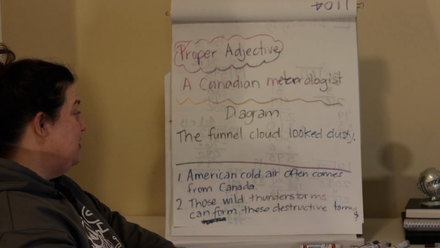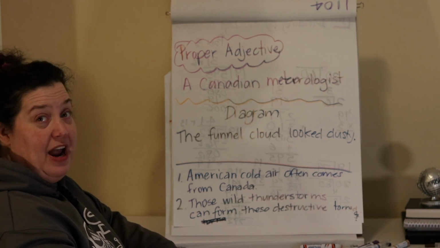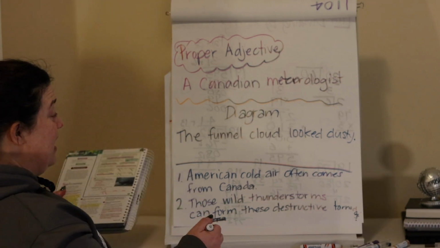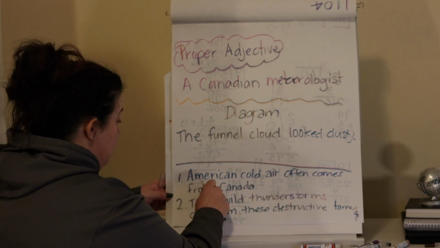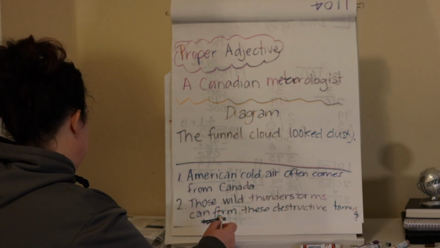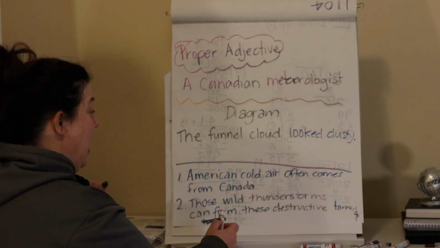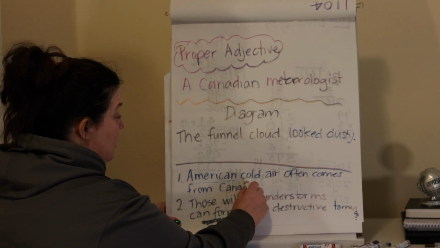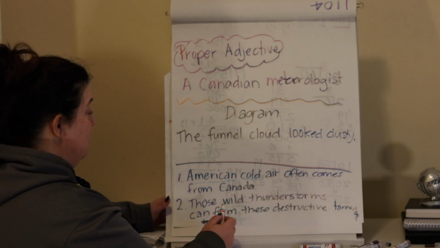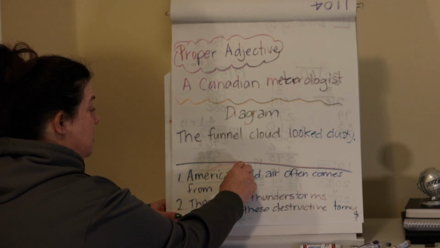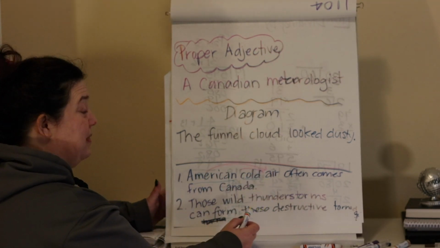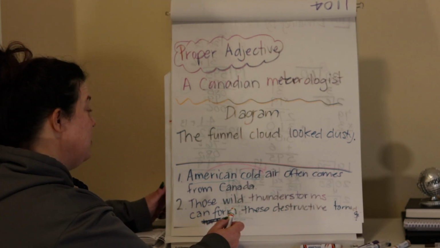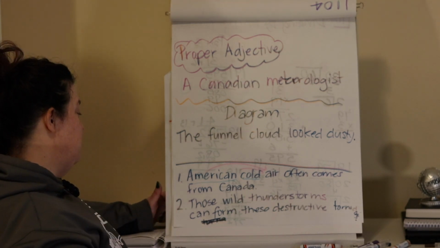So, what do you see for our adjectives? You're right, American is a proper adjective, so we're going to go ahead and underline that. And cold, you're right, is also an adjective. So we're going to underline both of those and point both of those to air because it describes the air. We're done with number 1. Let's look at number 2.